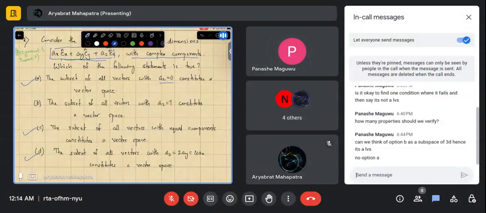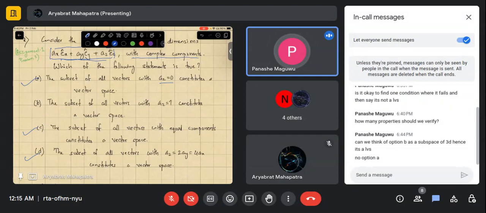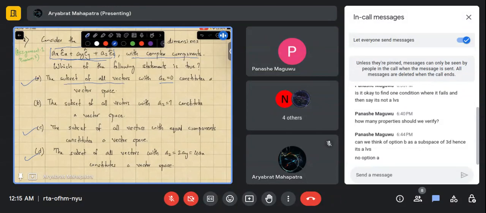Sorry, could you repeat the last part of your statement? I mean, for option A, can we think of it as a subspace? Yes, exactly. You can say it is basically the subspace. So here also we are talking about the subset of all vectors, so it is basically a subspace. You pointed out really well.